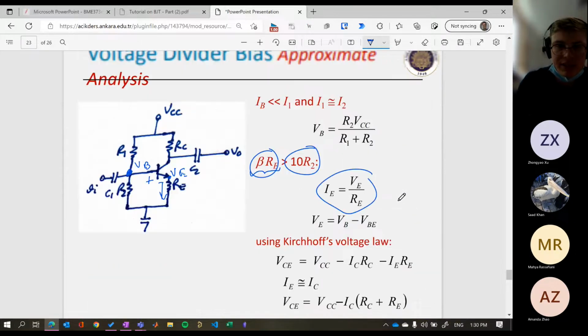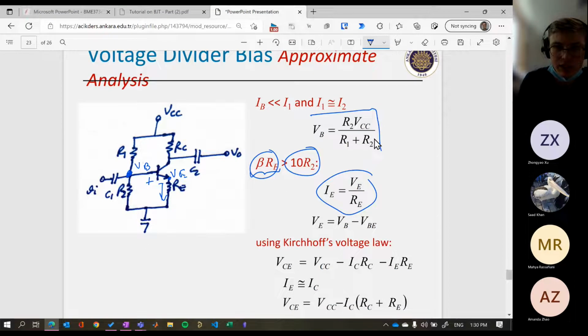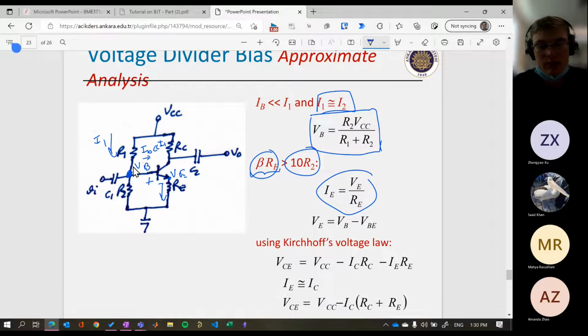So it gives us an easier way to approximate where we just find this base voltage as a voltage divider, assuming that pretty much there's going to be very small current. Like IB is very, very small compared to the current that actually runs down into here to bias this point.